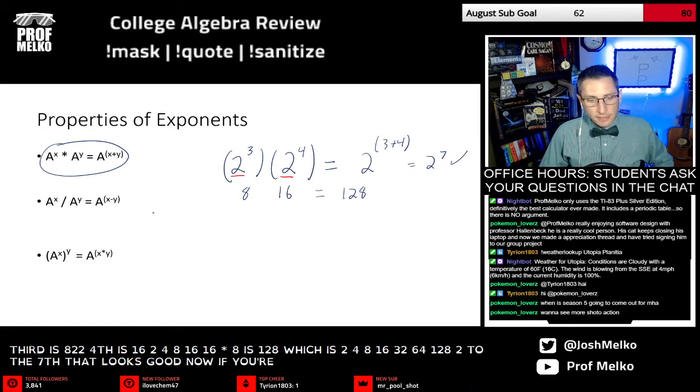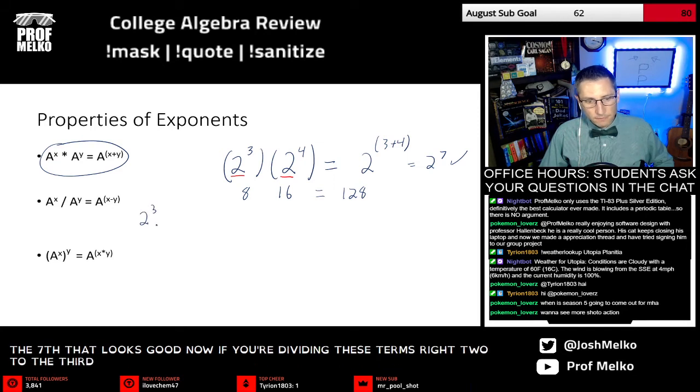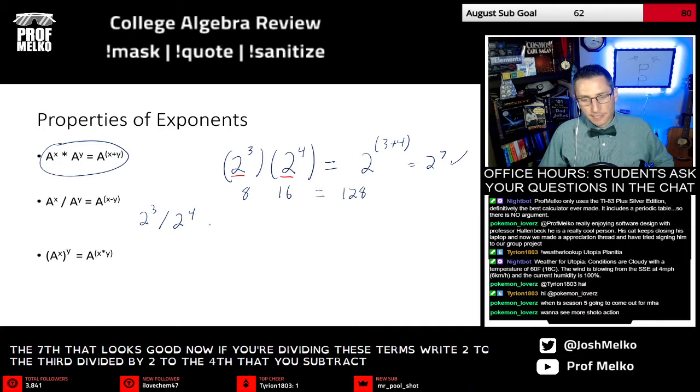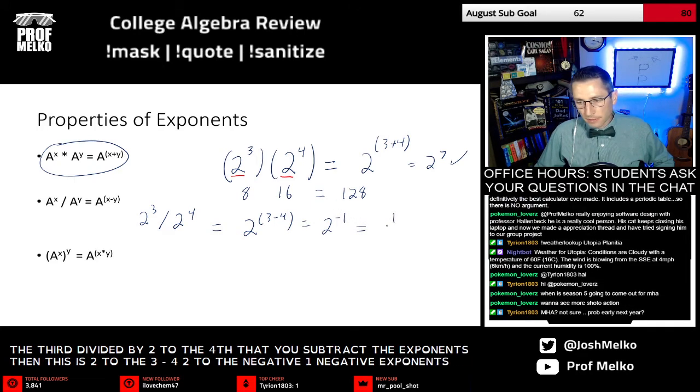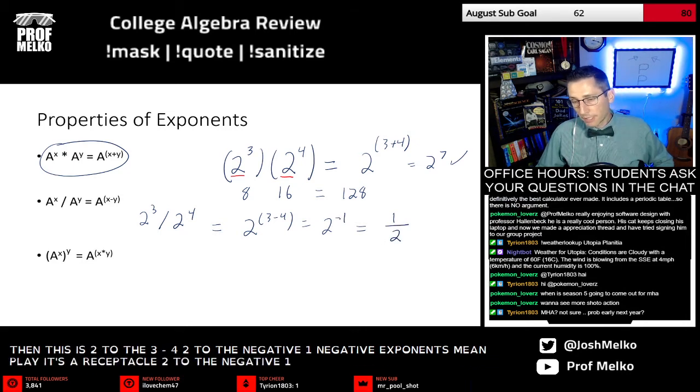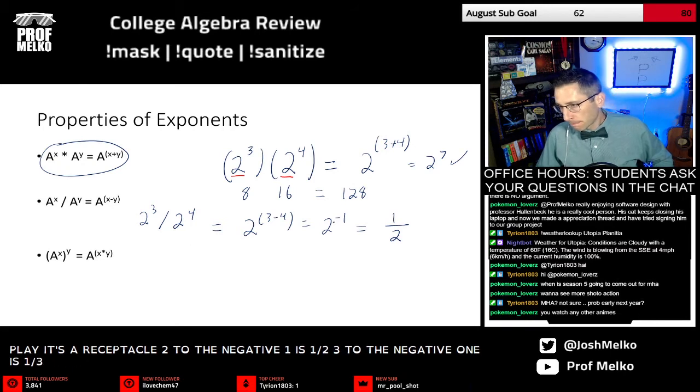Now, if you're dividing these terms, 2 to the third divided by 2 to the fourth, you subtract the exponents. This is 2 to the 3 minus 4, 2 to the negative 1. Negative exponents mean it's a reciprocal. 2 to the negative 1 is 1/2. 3 to the negative 1 is 1/3.